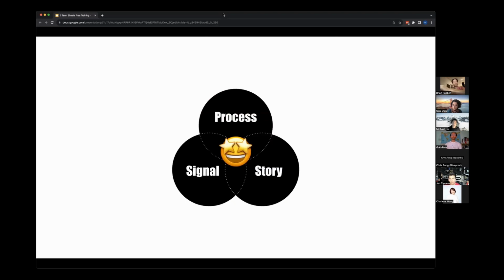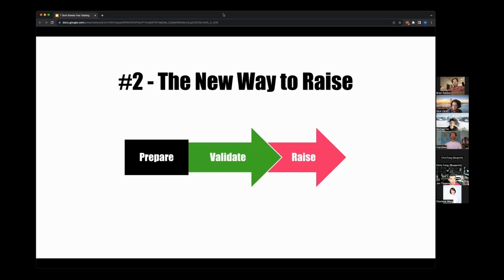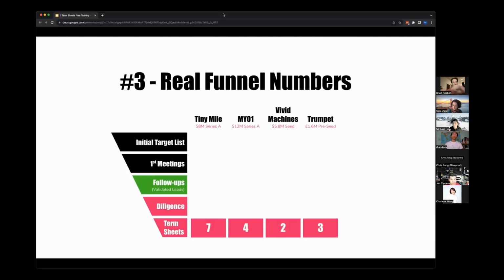And then at the end, we're going to talk about how to bring all of these 3 things, process, story, and signal, together. We're going to cover 4 things. First, my old way that I used to raise money for my company. Then the new way I learned how to raise after becoming a VC. And we're going to run through real funnel numbers.